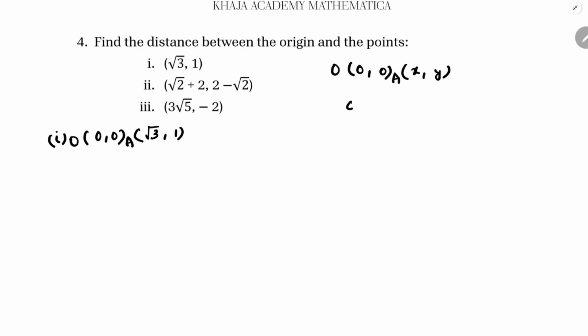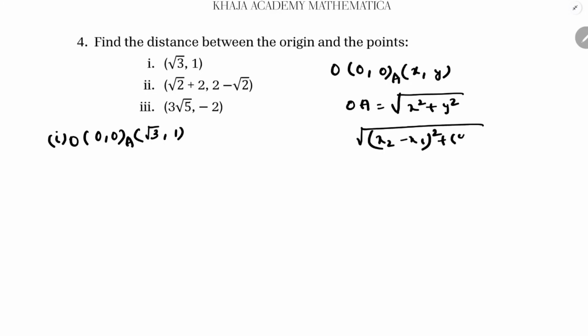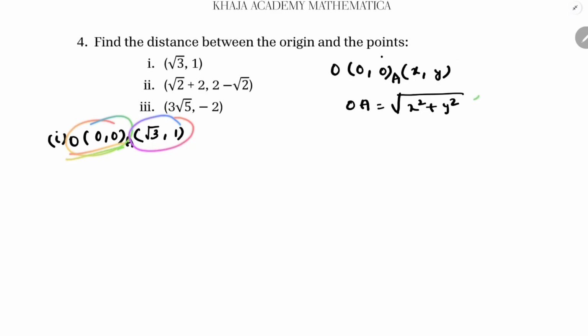So here the distance formula, if one point is the origin, is under root x square plus y square. Or if you want, you can use under root x2 minus x1 whole square plus y2 minus y1 whole square. But if one point is the origin, you can go for the first one. So here we'll use the formula under root x square plus y square, because one point is given and one point is the origin.